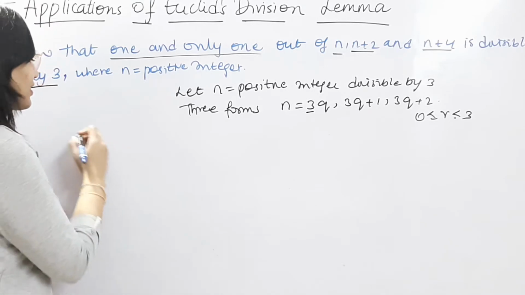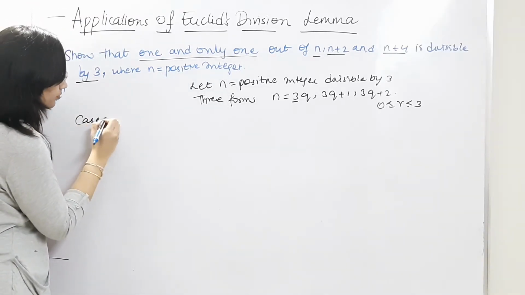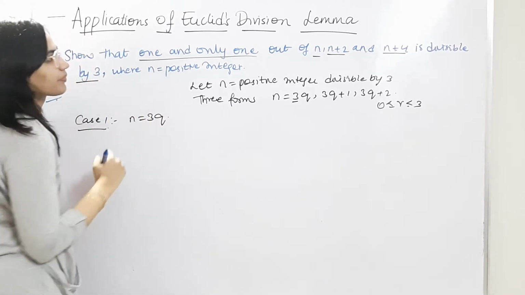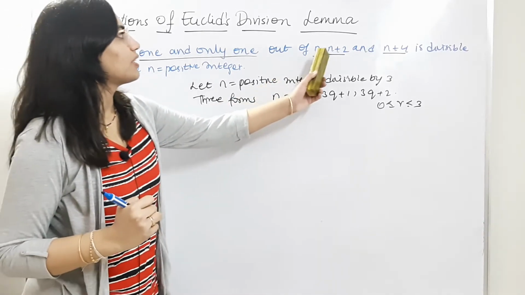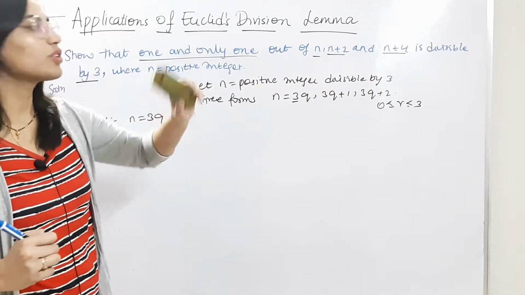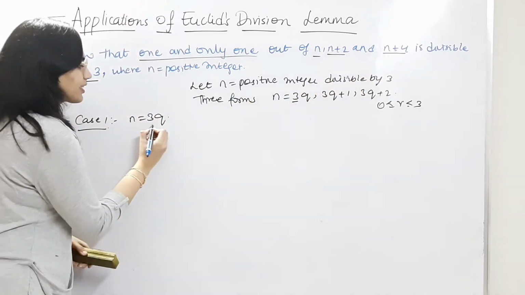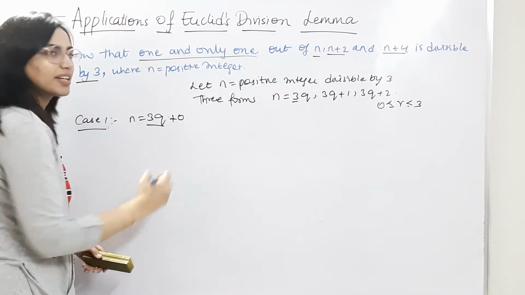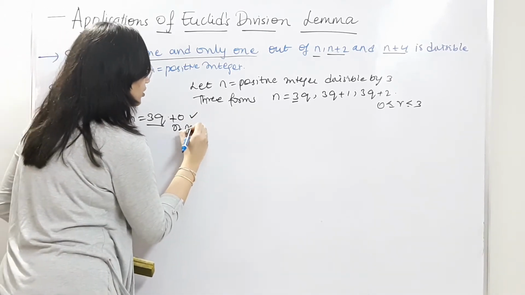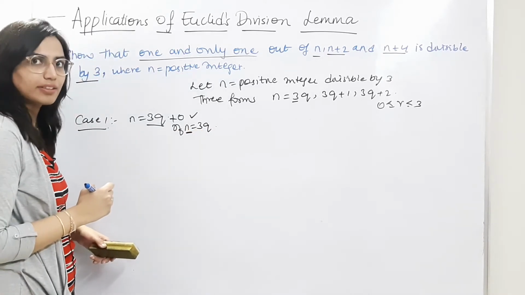Now let's do that. Let's take case 1. Case 1 is n is equal to 3q. So n is divisible by 3. We have 3 integers, right? Out of n, n plus 2, n plus 4, only one is divisible by 3. n is divisible by 3. Here it is divisible by 3 because we have the remainder as 0. So we can say if n is equal to 3q, then n is divisible by 3.